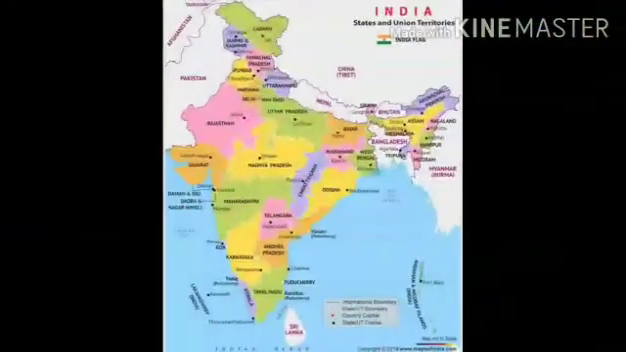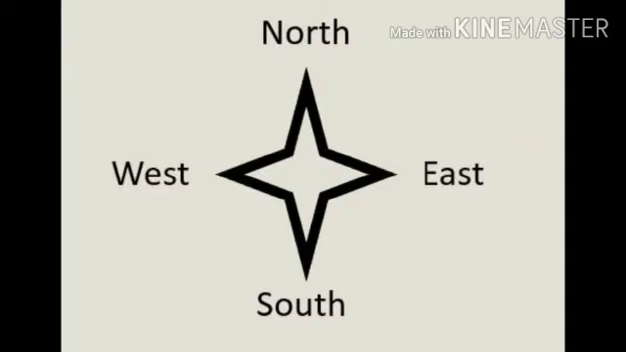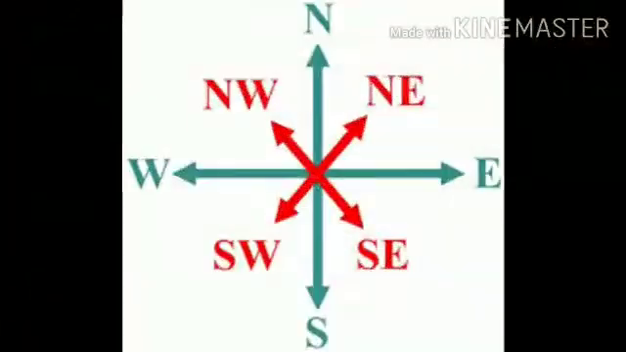Good. Let us take another example. If we are standing facing a map, the north is at the top, the south is at the bottom, the east to your right and the west to your left. So there are four main directions: north, south, east and west. Now in this picture you can see some more directions.